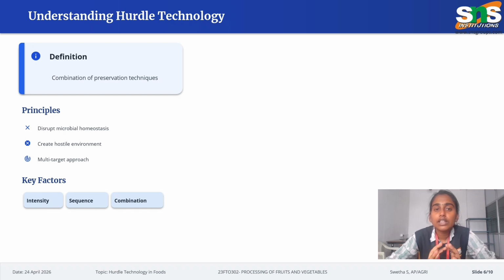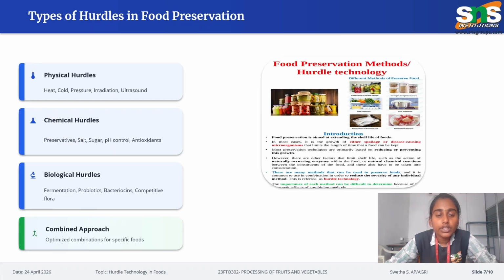So, what is the understanding of hurdle technology? It is a combination of preservation techniques, and there are three principles in hurdle technology. It disturbs the microbial activities, specifically it disturbs the principles of homeostasis, and it creates a hostile environment. There is also a multi-target approach. There are three key factors in hurdle technology: the combination, sequence, and intensity of hurdles in any food product. So here are the types of hurdles in food preservation: physical hurdles, chemical, biological, and combined approach.